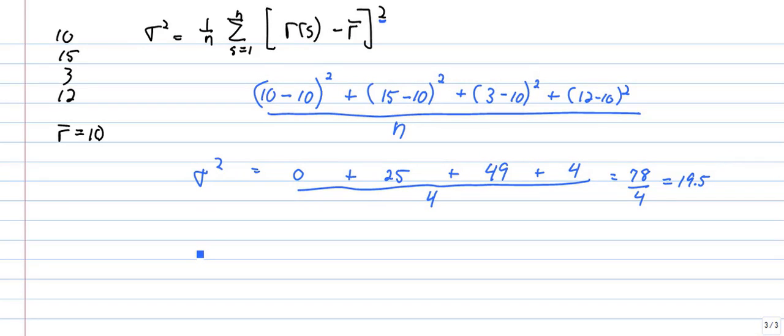If I take the square root of the variance, I get standard deviation. So the square root of 19.5 is 4.416. And so the standard deviation is 4.416.